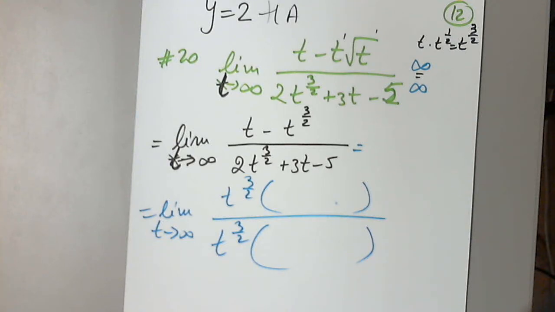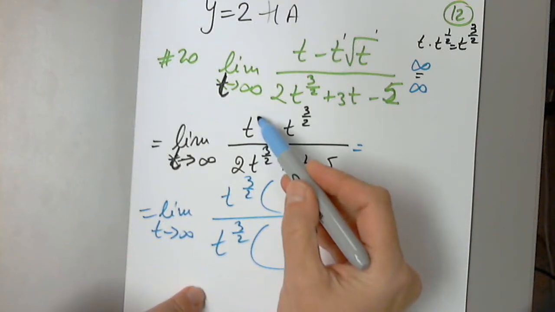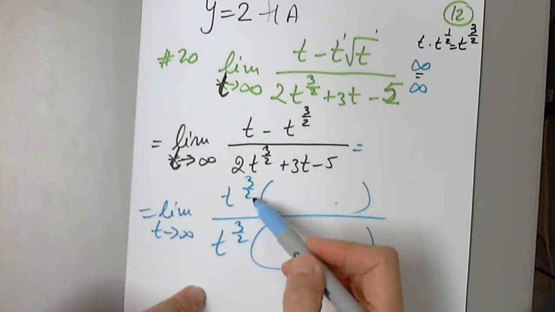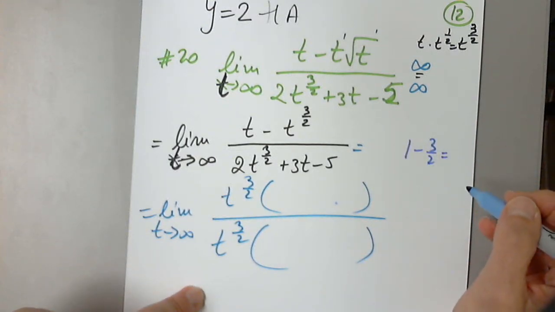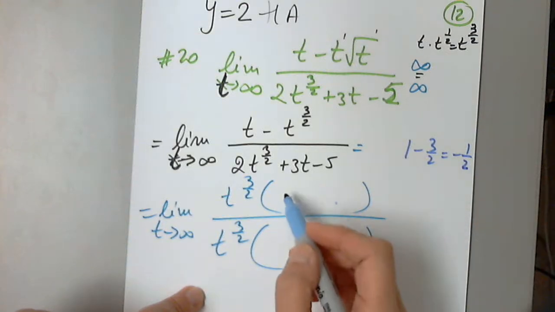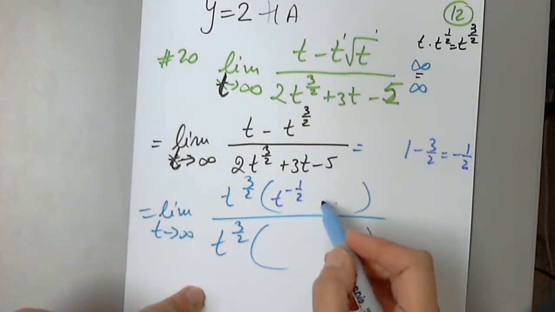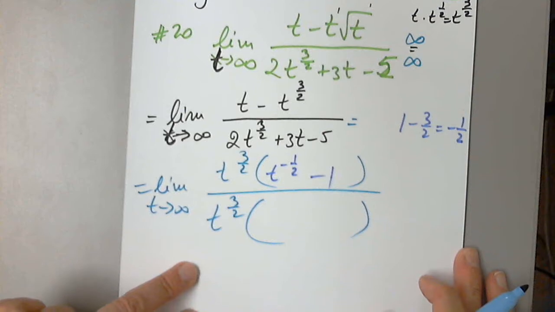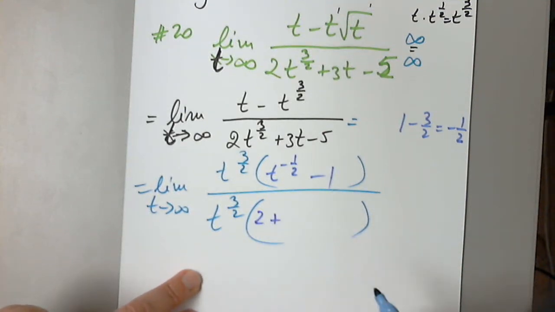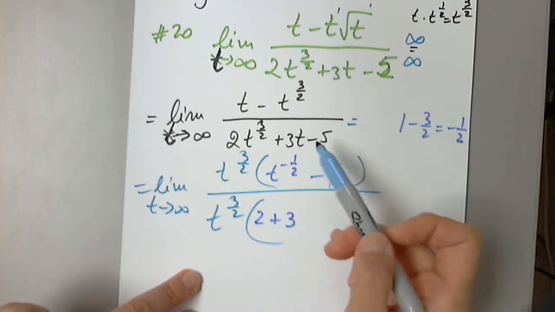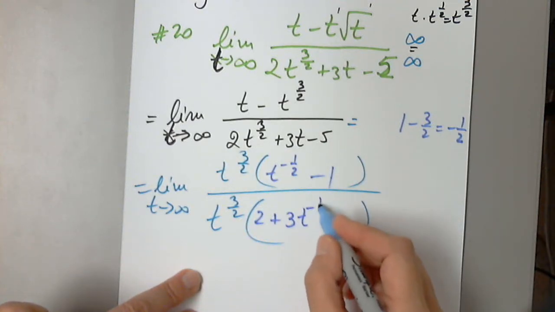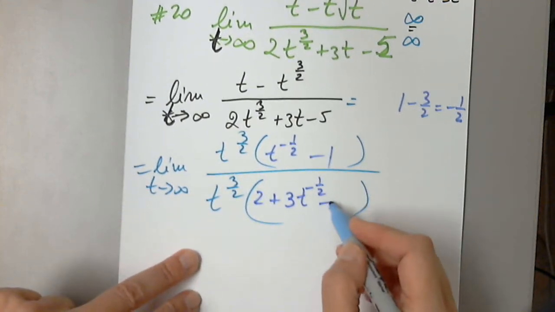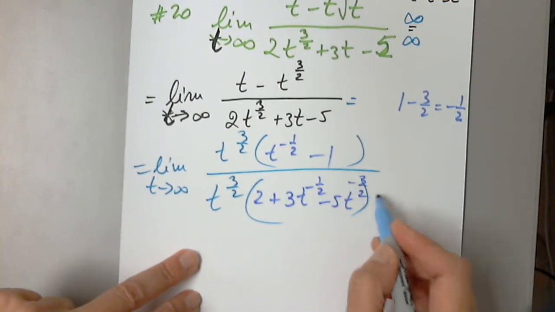So now let's see what is left. From 1, we subtract 3/2. 1 minus 3/2 is negative 1/2. So t to negative 1/2 minus 1. 2 plus 3. Again, 1 minus 3/2 that we have in front is the same thing, t to negative 1/2. And minus 5, t to negative 3/2.